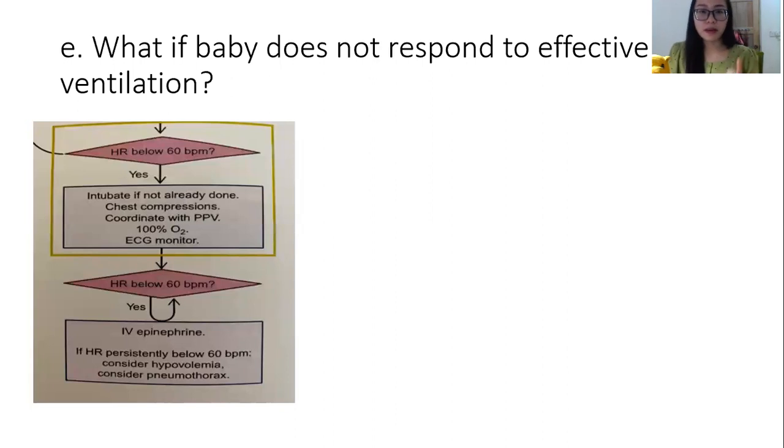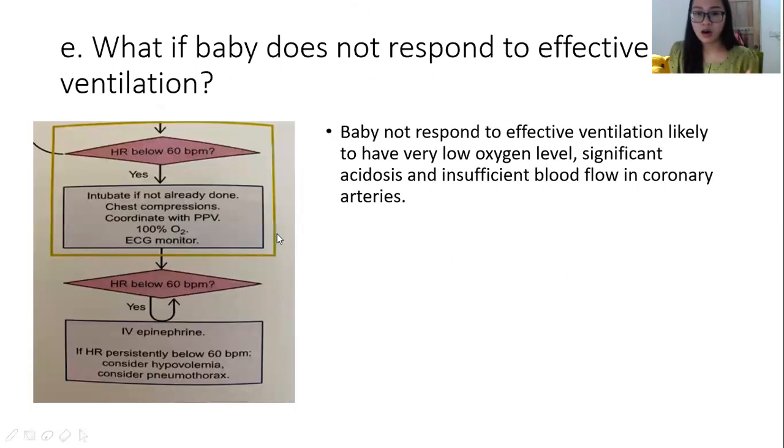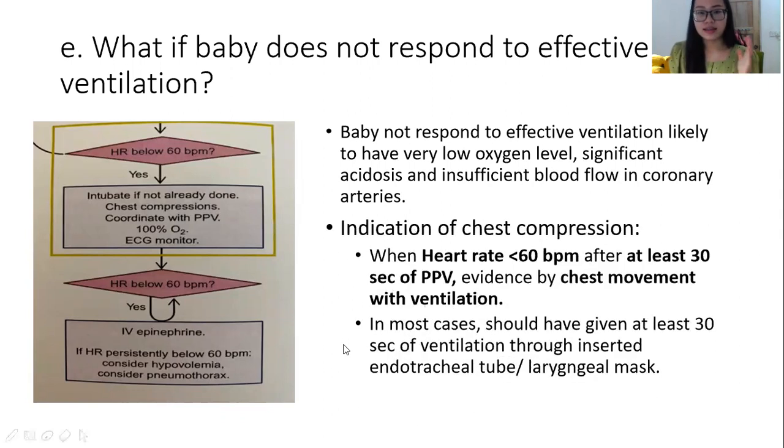And what if the baby doesn't respond to effective ventilation? Now you have to consider the causes, likely because the baby was having very low oxygen saturation and significant acidosis and insufficient blood flow in the coronary artery. And now you have to do chest compression. So the indication of chest compression is written here: heart rate less than 60 beats per minute after at least 30 seconds of PPV, as evidenced by the chest moving with ventilation.